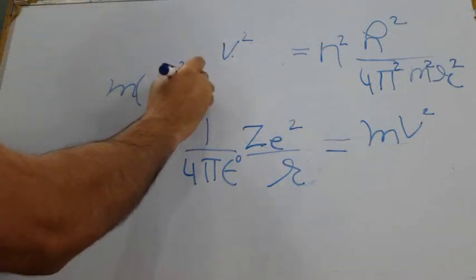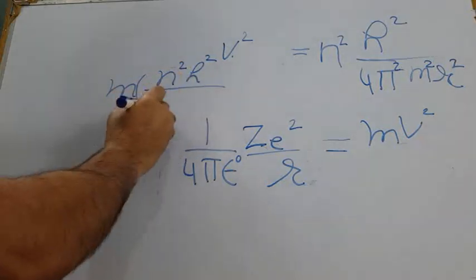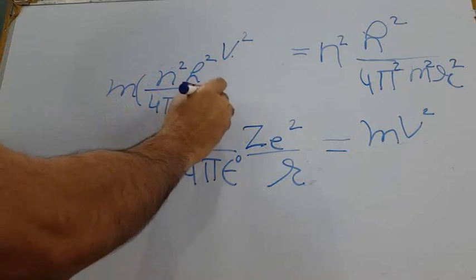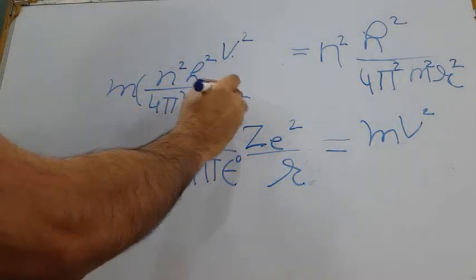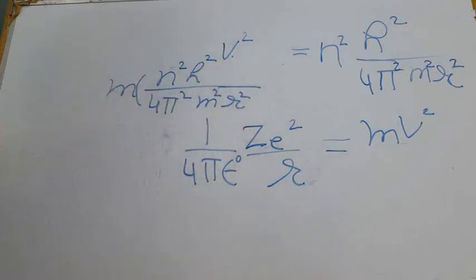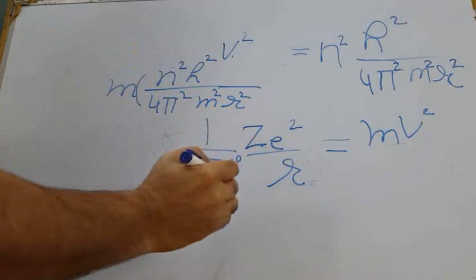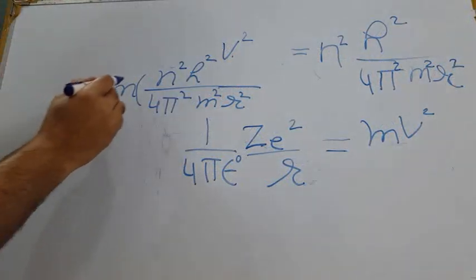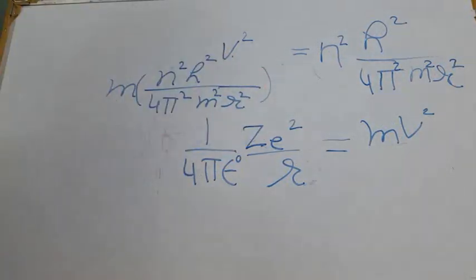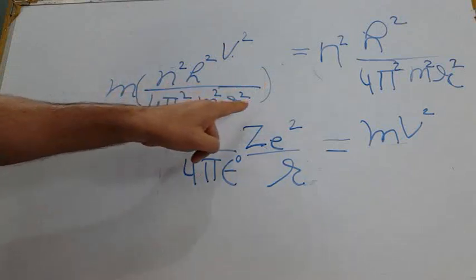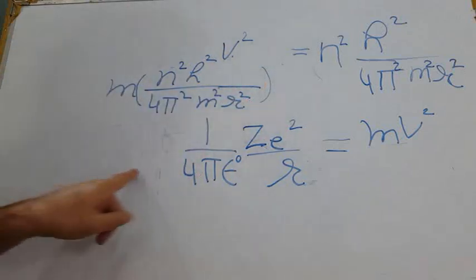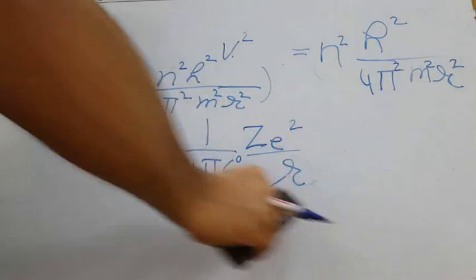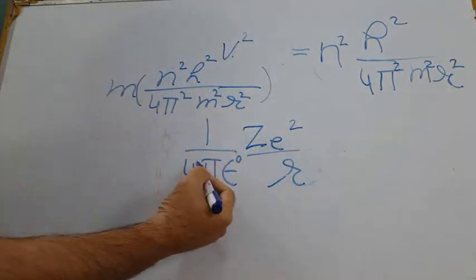m square h square upon 4 pi square m square r square. Right? This is the value for v square. So this is mv square. And this mv square should be equal to this. Means what? Let us write this equation here.